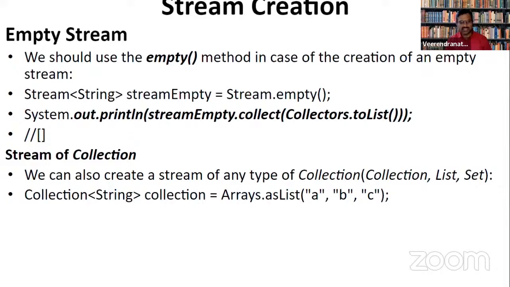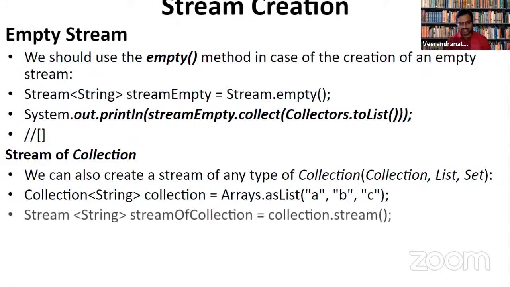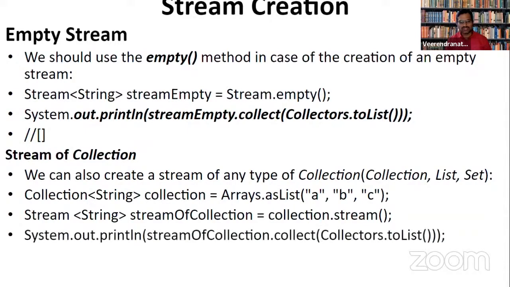Arrays.asList("A", "B", "C"). So what is this ABC? ABC is a list, and that list is a collection of string type. Now what we are trying to do is get a stream out of it. If you can see here, collection.stream. What exactly is it going to give you? It is going to give you a stream of strings.